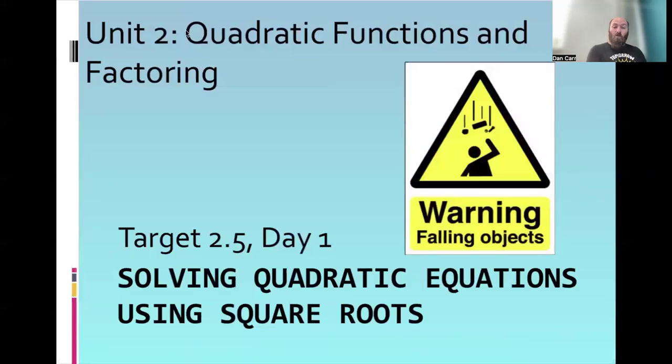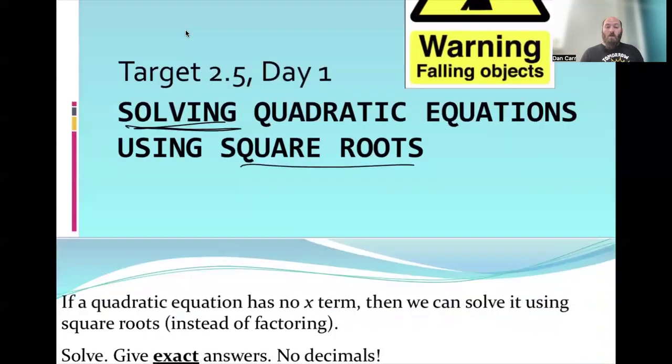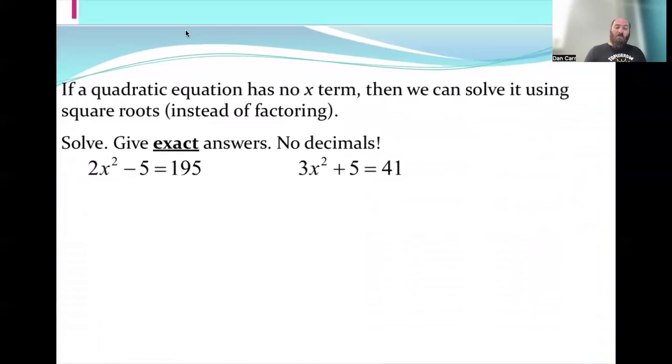Today we're going to be looking at 2.5 day one. I know we took a bit of a break from this, but we're going to go back to our solving quadratic equations. Today we're going to be doing it using what? Square roots. So when can we use that? If a quadratic equation has no x term, then we can solve it using square roots.